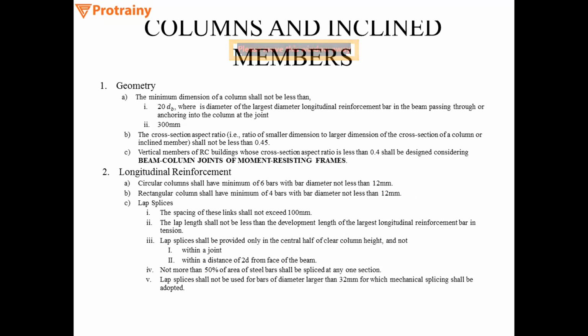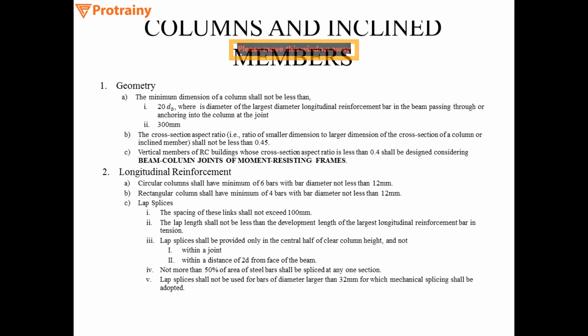Coming to the column and inclined members. First, talking about the general geometry. The first point is that the minimum dimension of a column shall not be less than 20 times the diameter of the bar and 300 mm. Most of the time we use 300 mm, like the least dimension of a column is 300 mm.